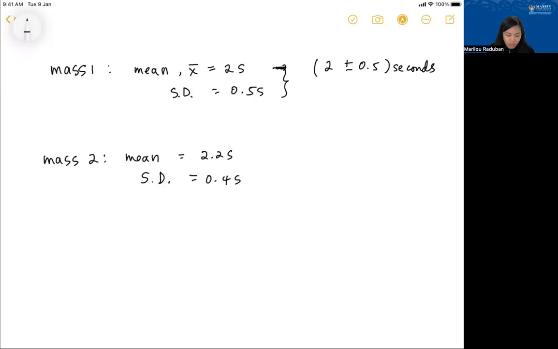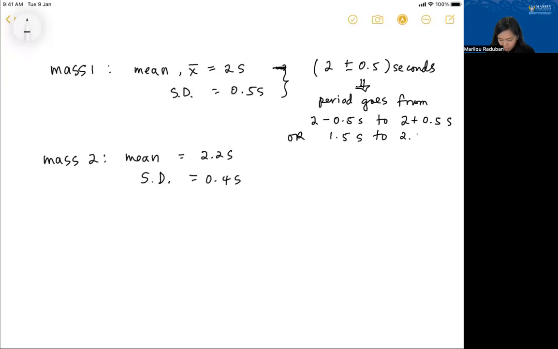for your period. What this essentially means is that the period goes from 2 minus 0.5 seconds to 2 plus 0.5 seconds. So the range of your periods is 1.5 seconds to 2.5 seconds. That's the range of the periods that you had for mass 1.